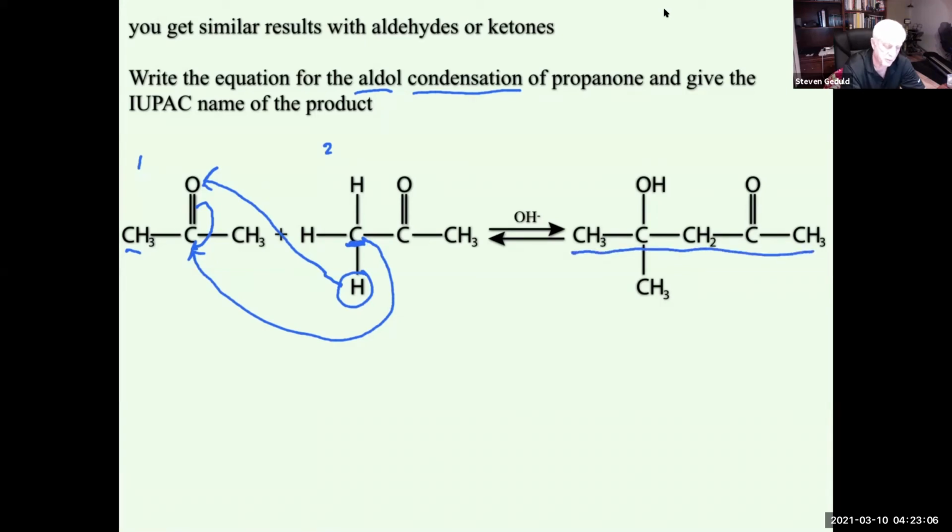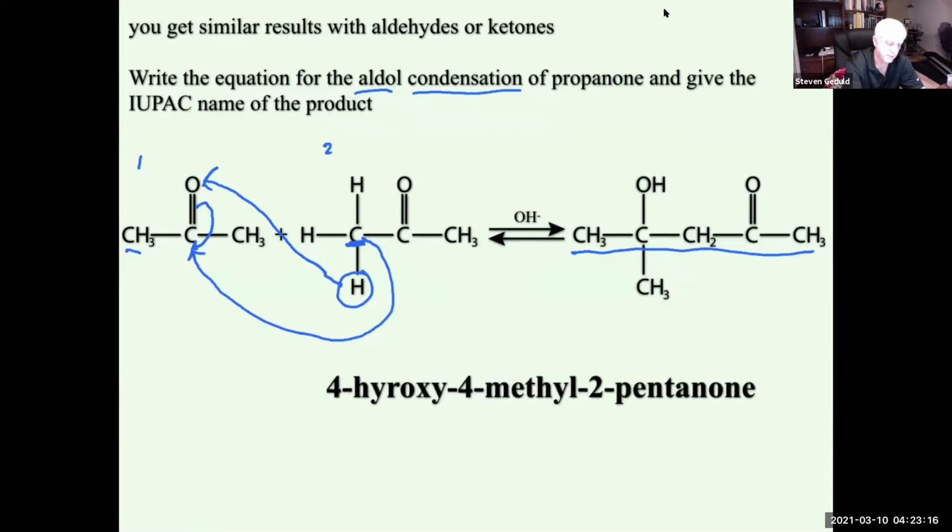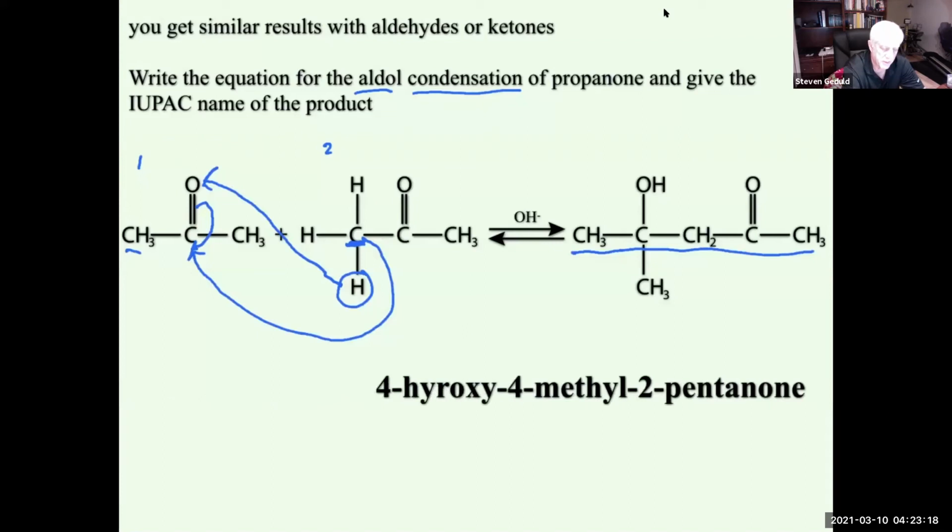Okay. And this is the product that you get from doing that, how we showed it before. To name this, there's 5 carbons, so it's pentanal, 4-hydroxy, 4-methyl, 2-pentanal. 2-pentanone, I'm sorry, not pentanal, so it's a ketone. Pentanone. All right.